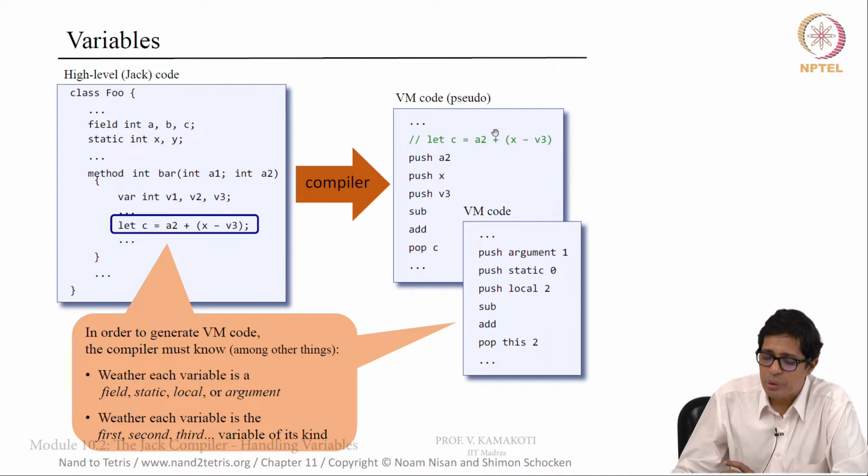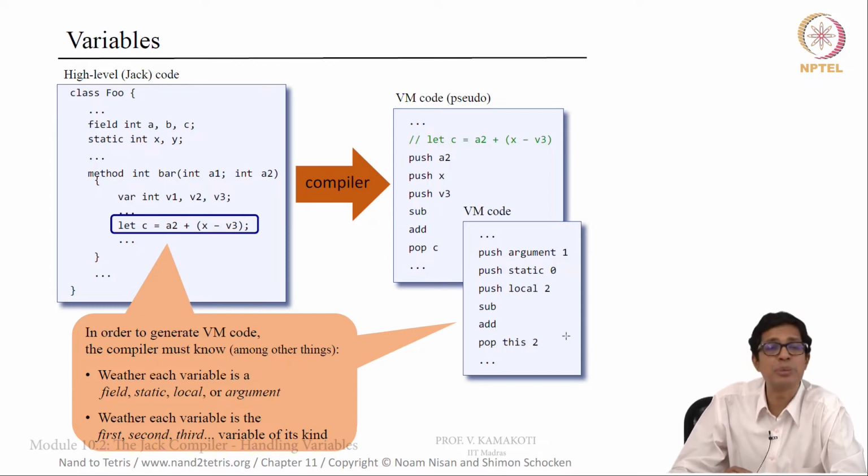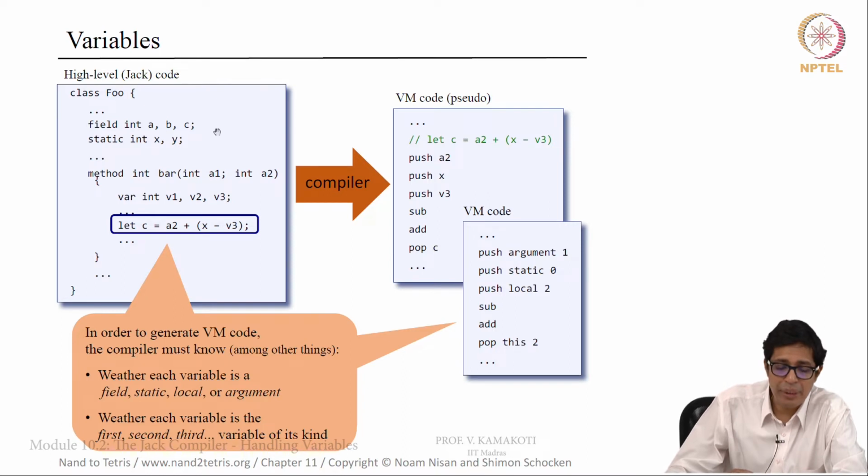Now pop C. So A2 plus x minus V3 gets popped down to C. So this is how C equal to A2 plus x minus V3 is basically executed. Now this needs to get substituted. So when the program is executing, where will A2 be? A2 will be in the argument segment and at location 1.